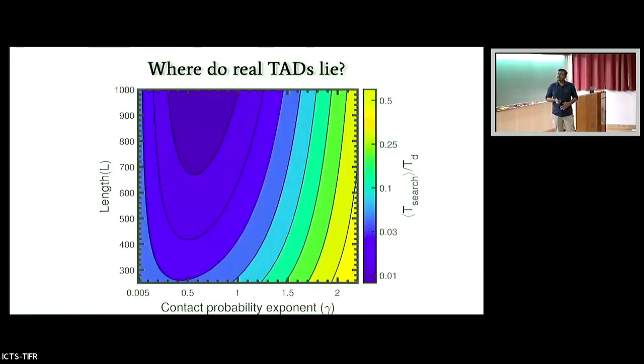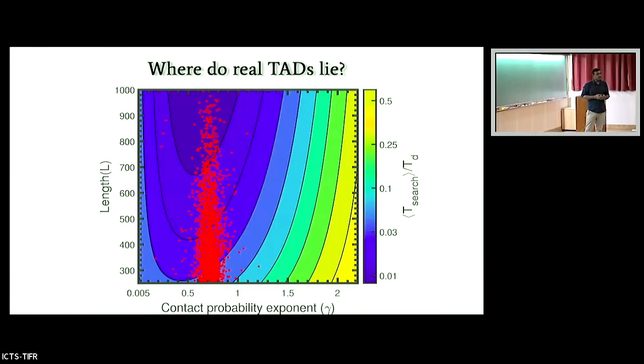And from our earlier study, we have this phase plot. The y-axis is length, the x-axis is the compaction, and this bluish region denotes the lower search time. Now we want to see where our actual TADs are. If we plot all the gamma and L collected from the human data, they come near the minimum of the search time. So the human genome is organized in such a way that these functional subunits, small TAD-like regions, are organized so that your search time is already minimum.